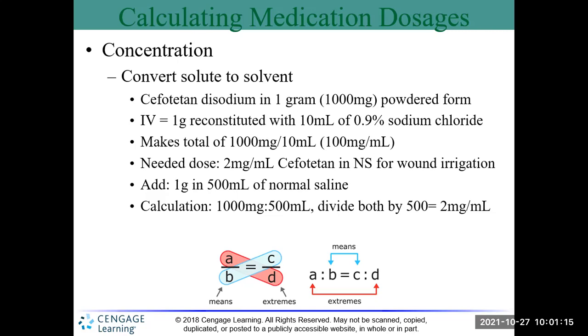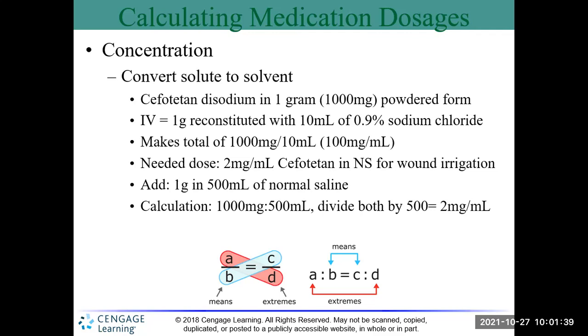And so we're using the IV, we're taking 1 gram of that and we're reconstituting, which just means adding water to it to make it more in the liquid form. We're going to reconstitute it with 10 milliliters of sodium chloride, which is normal saline. And this is going to make, so 1 gram, remember, is 1,000 milligrams.